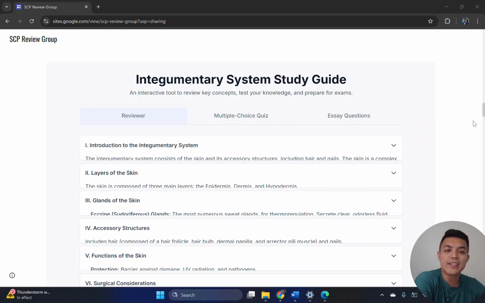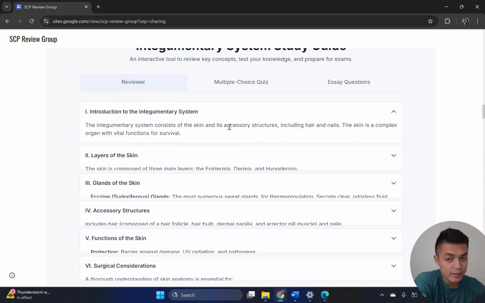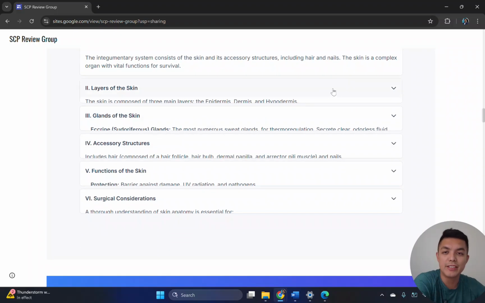So welcome to our next video. This is the integumentary system. So, introduction. The integumentary system consists of the skin and its accessory structures, including hair and nails. The skin is a complex organ with vital functions for survival.